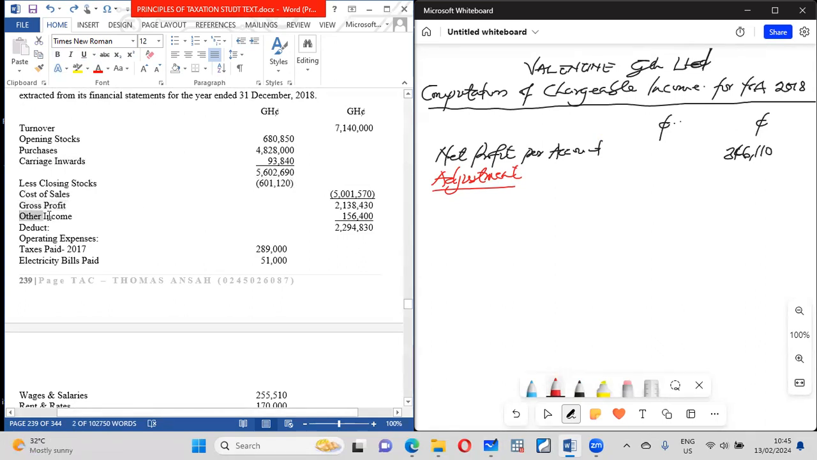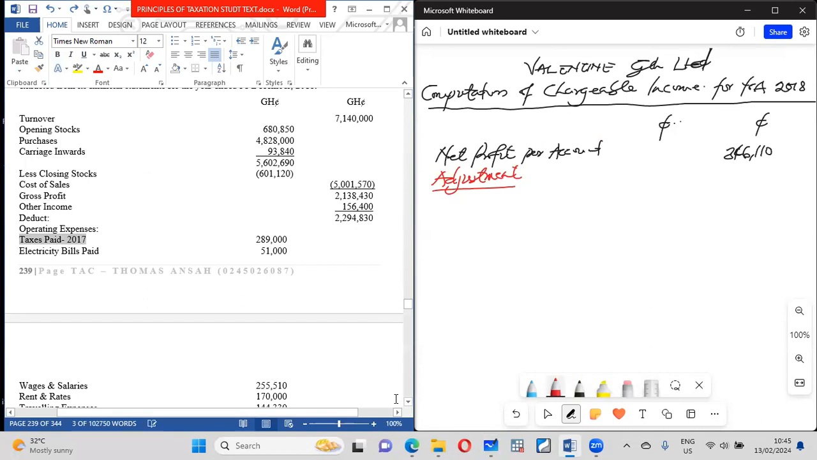Gross profit, other income. What goes into the other income? The story might tell us. Operating expense, so something like this, tax paid for 2017 should never be allowed. It's not an expense, allowed to be deducted. Okay, so that is that.